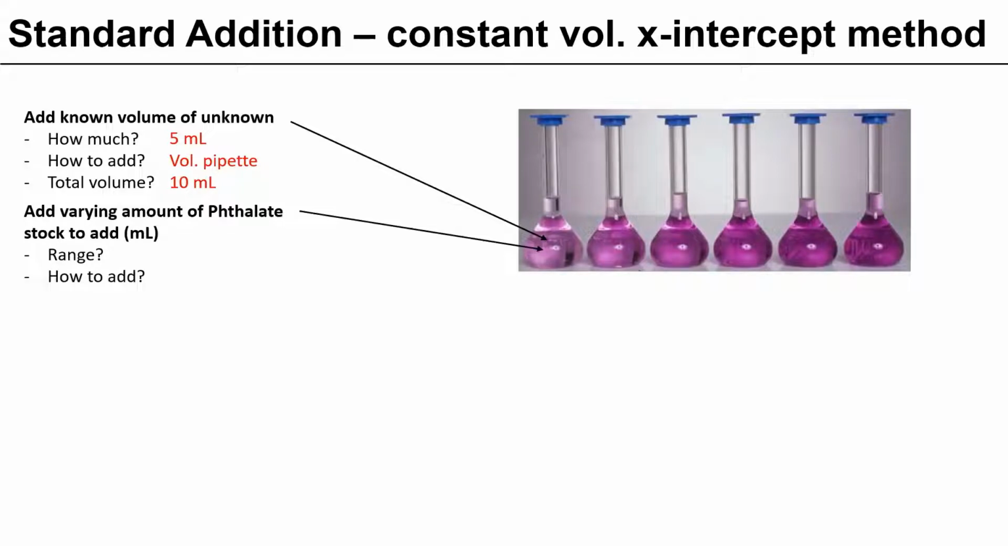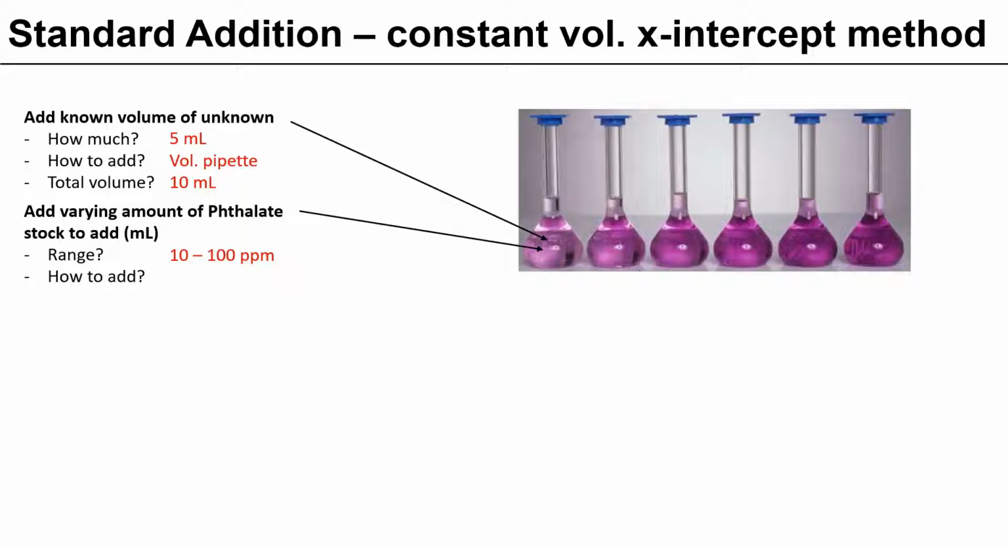Next thing we're going to do is add varying amounts of our phthalate stock to each solution. So this is how we're making the calibration curve, essentially. What range do we want for our calibration? 10 to 100 parts per million. This is the same range that you want to use for your external calibration curves. So if you're making up your external calibration solutions in 10 milliliter vol flasks, you should be able to use the same volumes of your stock to add to your standard addition solutions as well.